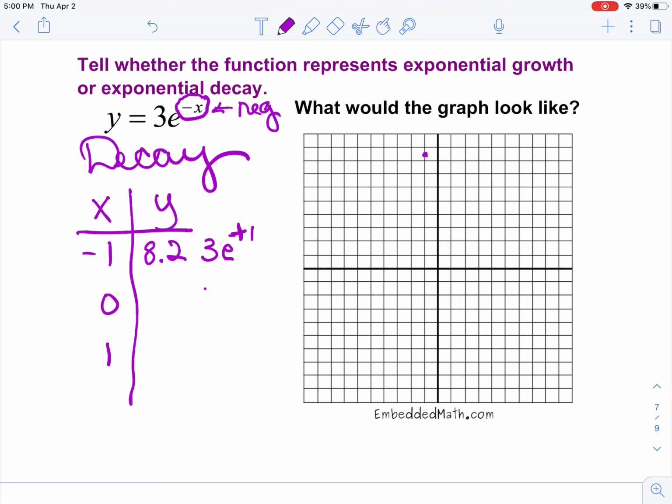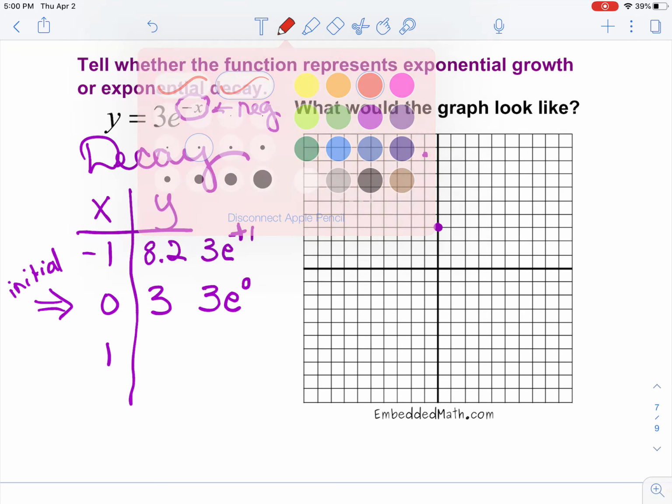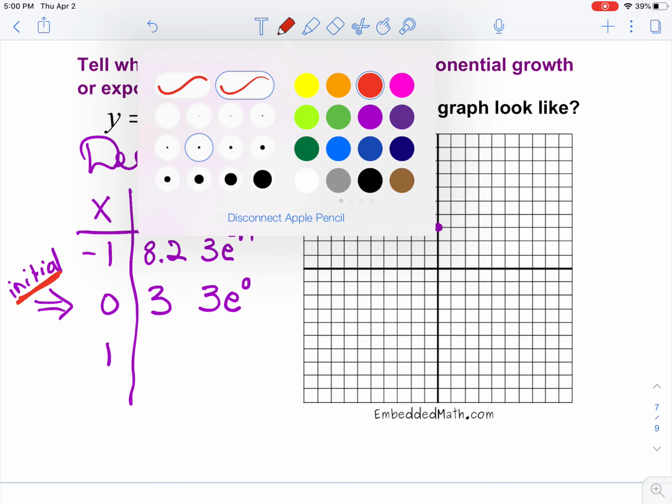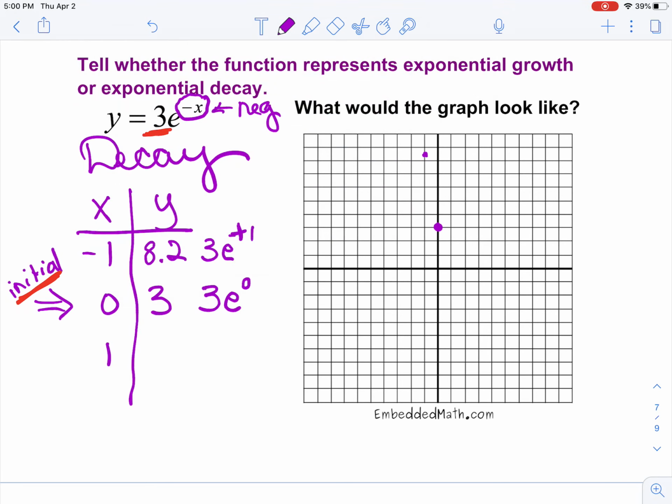Okay, next we're going to put in a 0. 3e to the 0. Well, e to the 0 is 1, so your answer should come out to be 3. This is your initial value, and I see it right here. Initial value right there. It's going to cross.